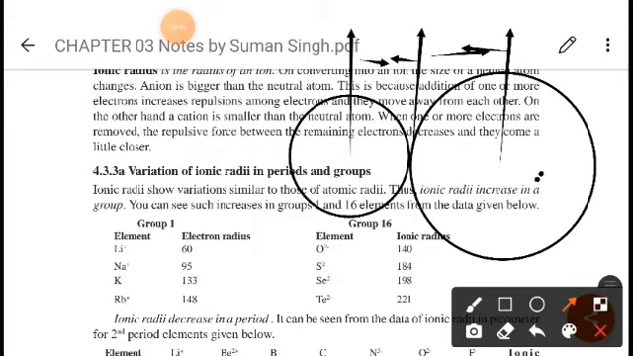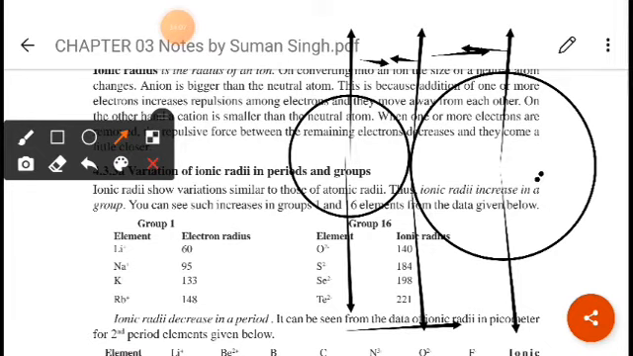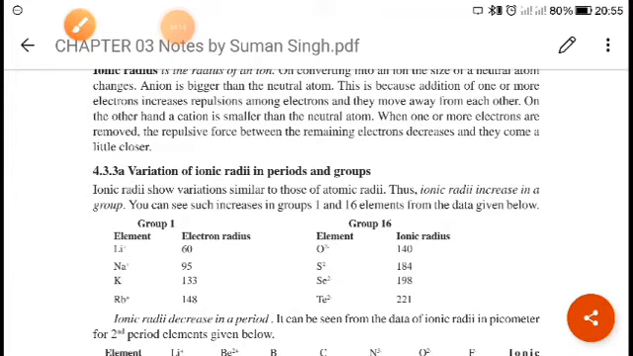Now if we are expanding this one like this, and this one like this, this distance from here to here will become the internuclear distance, or we can say the ionic radius of a cation and anion. I hope you have understood what is the ionic radius of cation and anion.